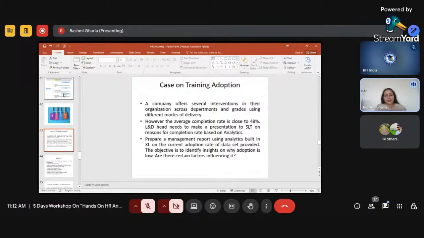I already shared the data set with you. I hope all of you have received the data set. I've shared 3 data sets with all of you on WhatsApp. So please download those data sets, and we will be applying the descriptive and diagnostic analytics on those data sets today. Is the PPT visible to everyone?